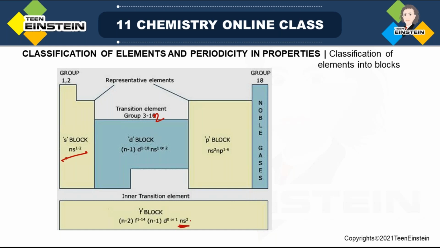Now ns may be 6s or 7s, the 6th period and 7th period, and (n-1)d. So when it is 6s, (n-1)d is 5d. When it is 7s, (n-1)d is 6d. It may be 0 or 1, and (n-2)f may be 4 or it may be 5.